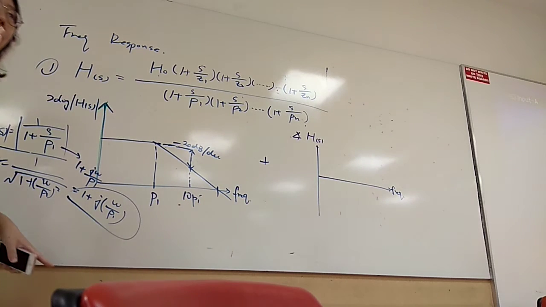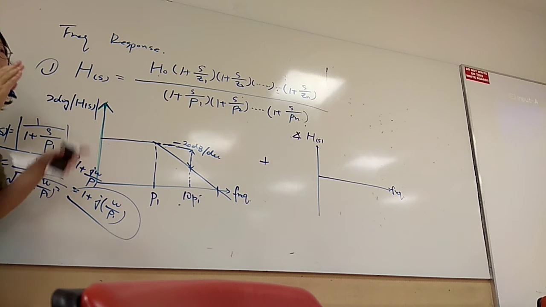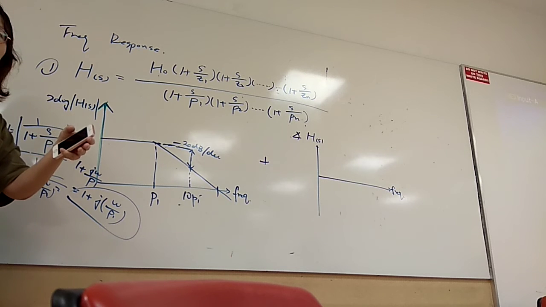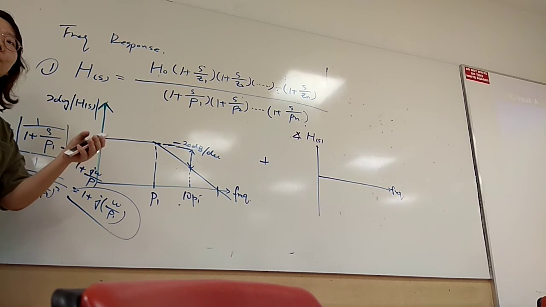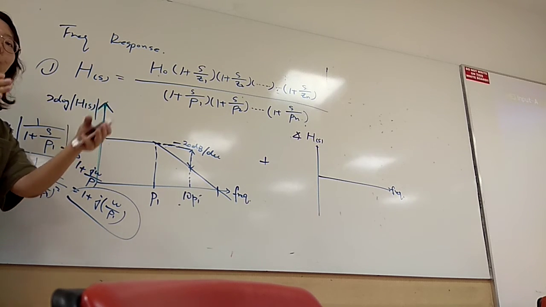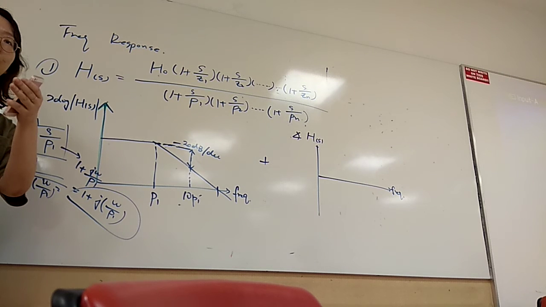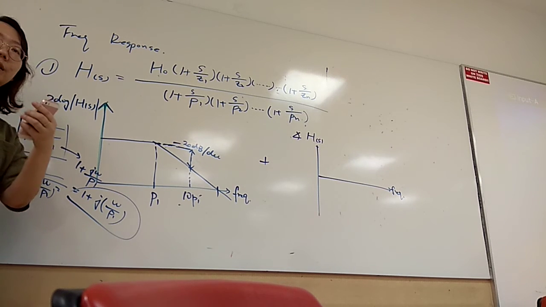That means whatever you put in as the input, the output will be the same as your input. There is no gain for this signal. You put in 1 volt, it will come out 1 volt. There is no gain. So the gain is 1. The gain is not 0. The gain is 1. Okay?